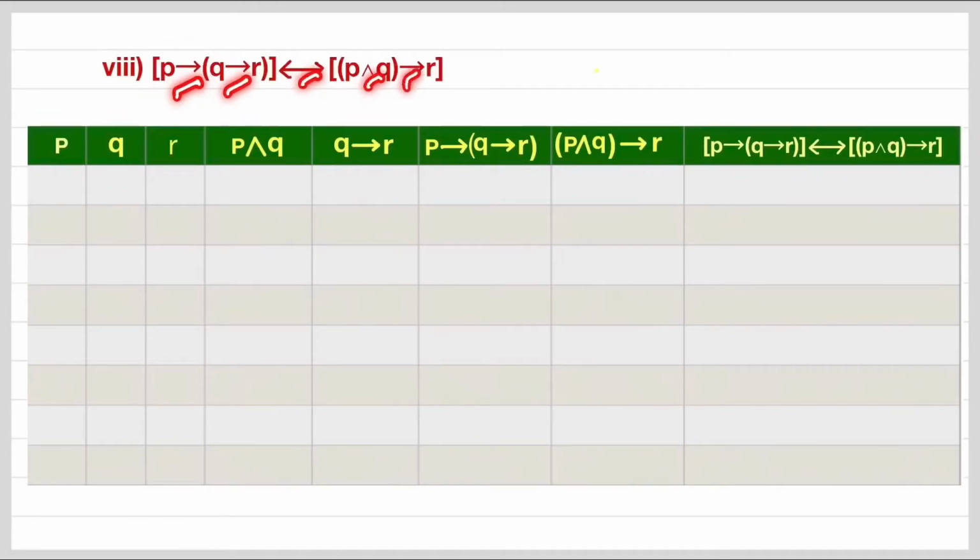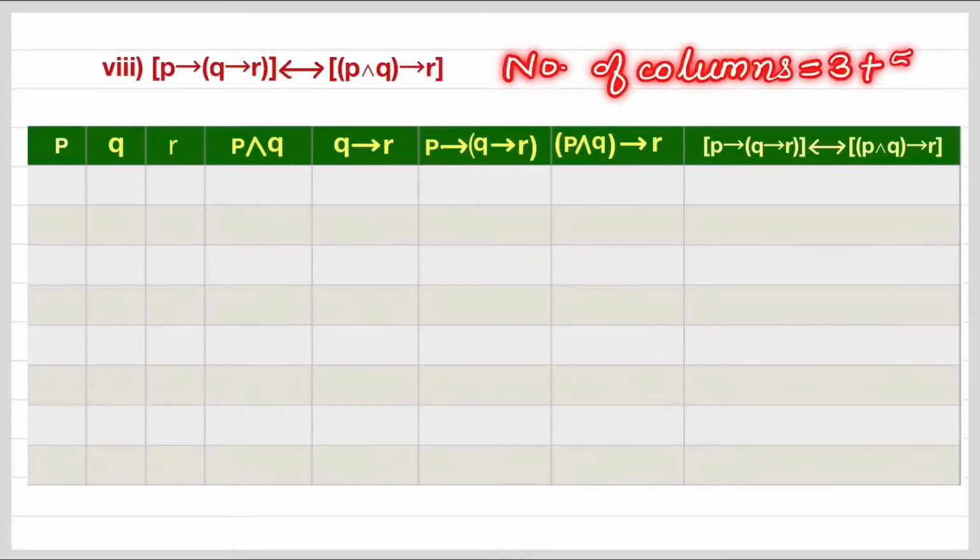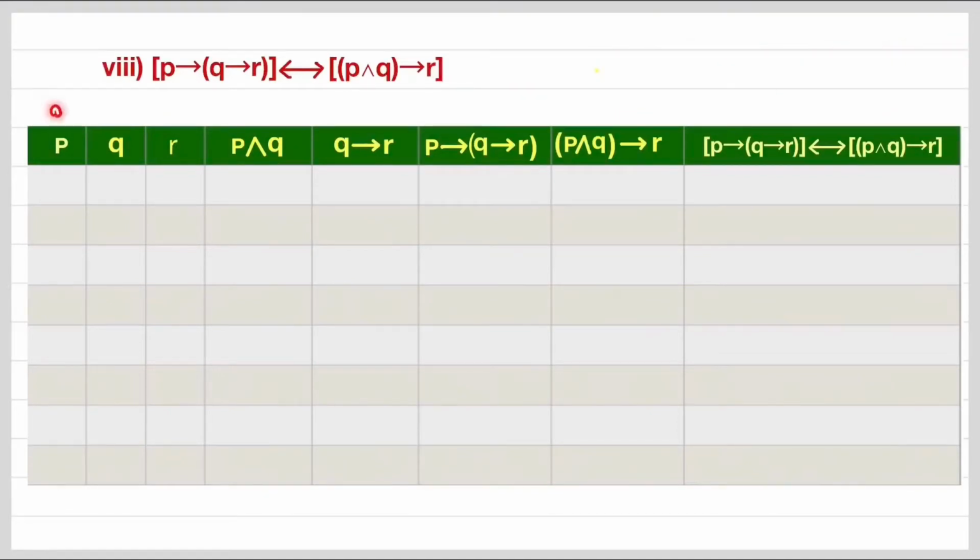For P, first of all we will find number of columns. For this we have to count logical connectives. There are 5 logical connectives. Therefore, number of columns is equal to 3 plus 5 is equal to 8. 1, 2, 3, 4, 5, 6, 7, 8. 8 columns.